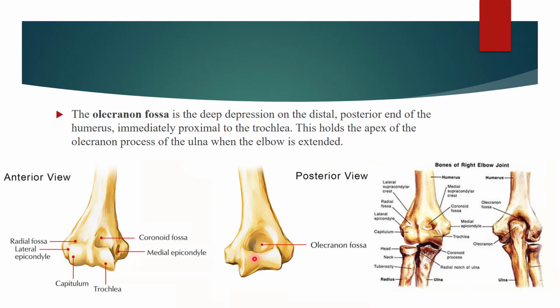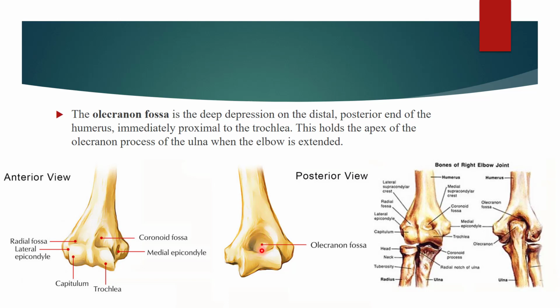Then there is the olecranon fossa. This olecranon fossa is a deep depression on the distal posterior end of the humerus. The radial fossa and the coronoid fossa are present anteriorly, and the olecranon fossa is present posteriorly. It is immediately proximal to the trochlea. This holds the apex of the olecranon process of the ulna when the elbow is extended.